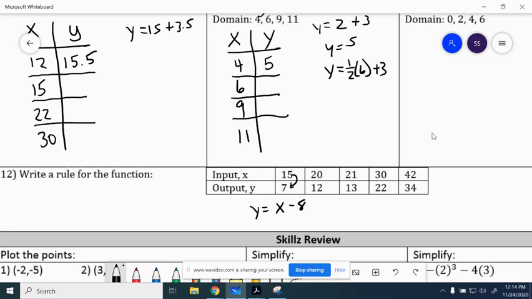It does for the first one. Does 20 minus 8 equal 12? Sure does. What about 21 minus 8? Does that equal 13? Yep. 30 minus 8, 22. Okay, this checks out. There's our rule. Easy as that.